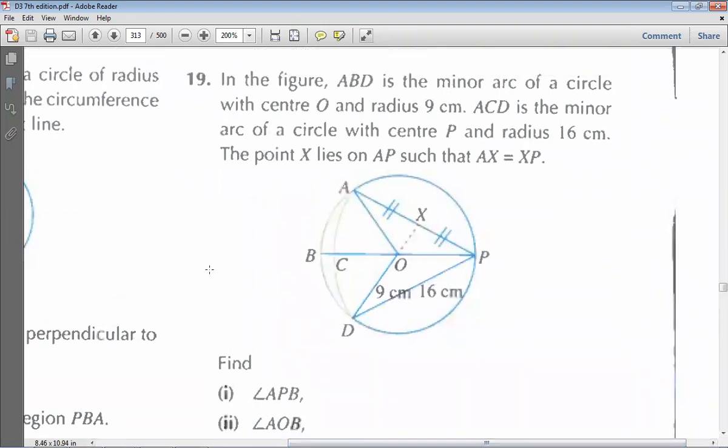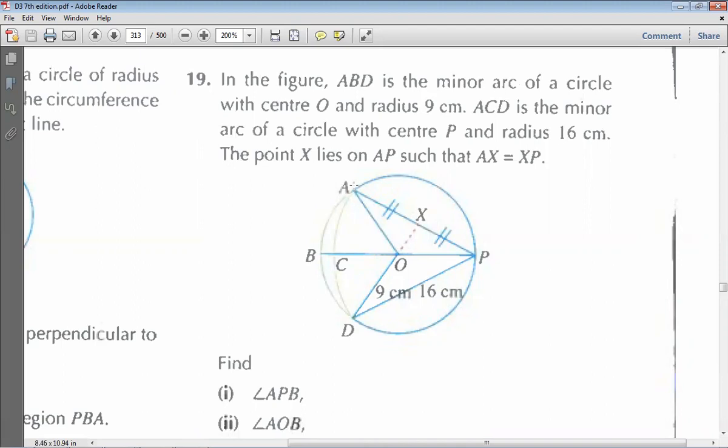Question number 19, listen carefully. This might be a little confusing. In the figure, ABD, they're talking about this A, B, and D, is the minor arc of a circle with the center O. The AB is a minor arc and the center is O, and this OA is the radius, OD is the radius, with the center O and the radius 9 centimeters. So OD is 9, OA is also 9. ACD is the minor arc of a circle with the center P and the radius 16 centimeter.